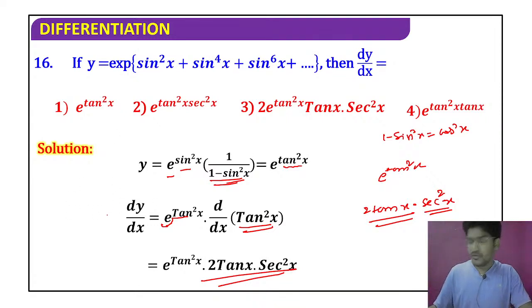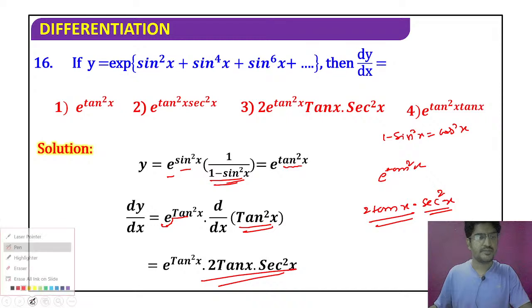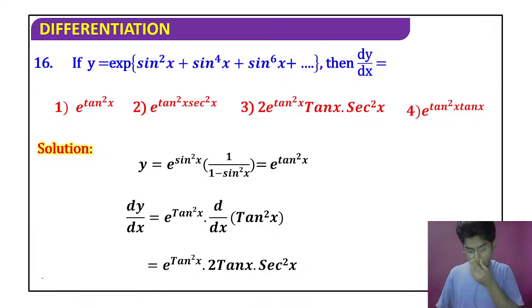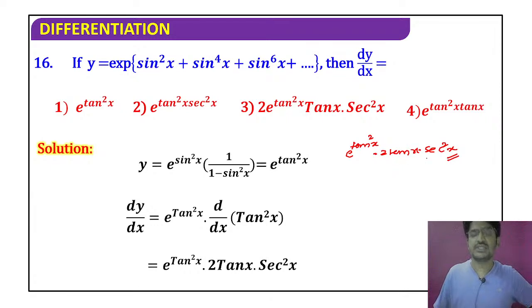So quickly tell me, all of you, have you understood this? Our answer is e to the power of tan square x into 2 tan x into secant squared x. So option 3 is going to be the right answer. Clear? Very good.